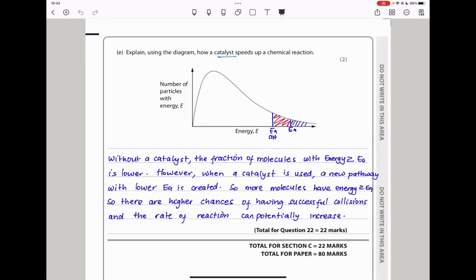So here I said, without a catalyst, the fraction of molecules with energy equal to or greater than activation energy is lower. However, when a catalyst is used, a new pathway with lower activation energy is created. So more molecules have energy equal to or greater than activation energy. So there are higher chances of having successful collisions, and the rate of reaction is potentially increased. Be very careful, you have to put successful collisions. You have to talk about a new pathway, a new pathway here with low activation energy, as well as whatever you have drawn here, this one here, to get the marks that you're looking for.